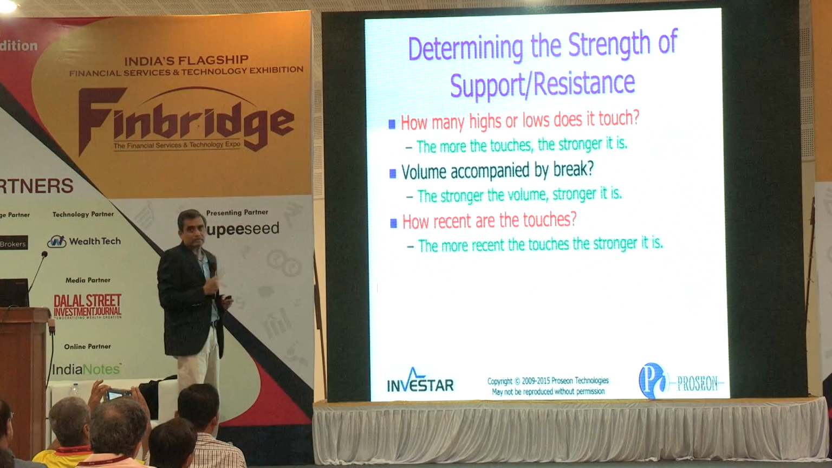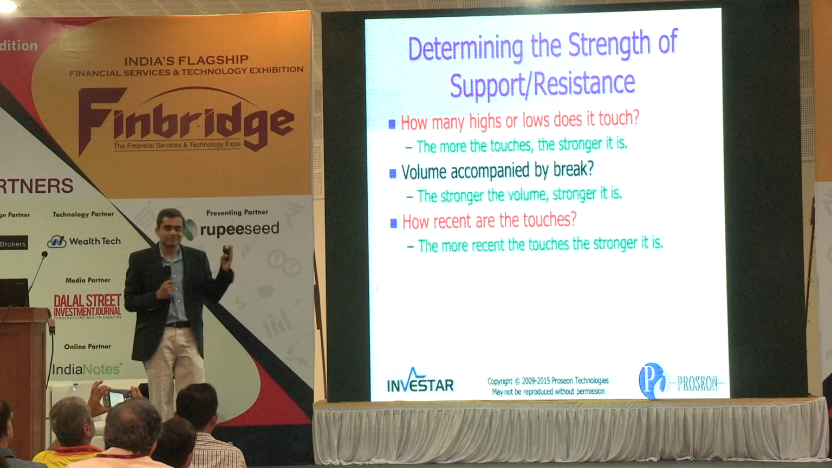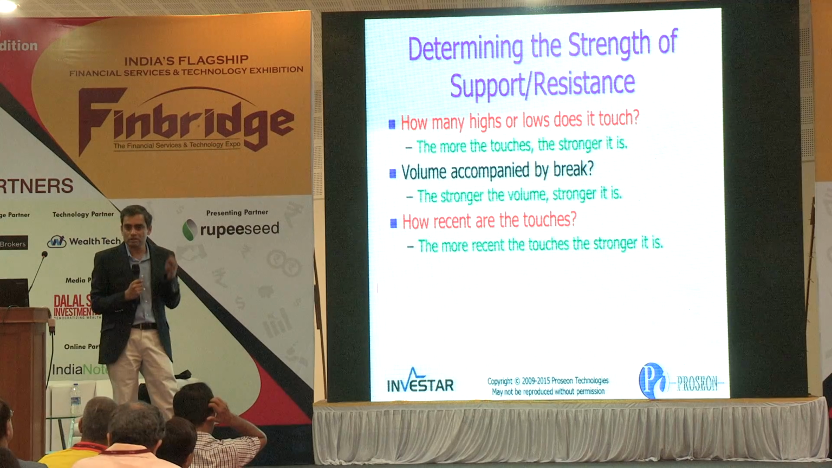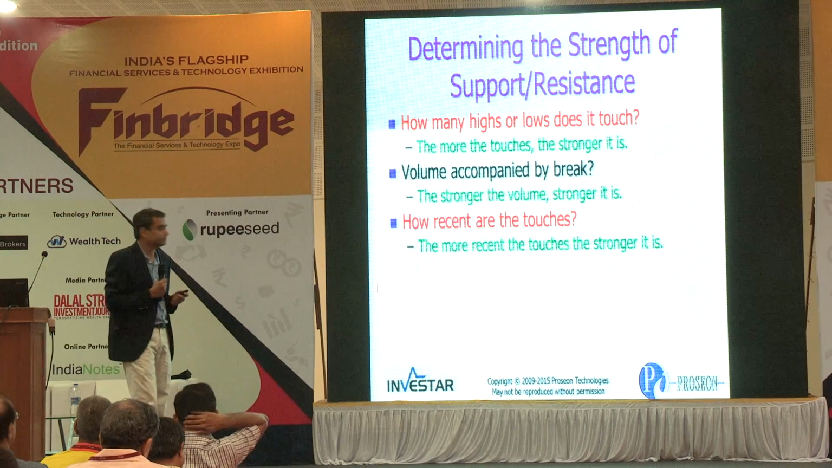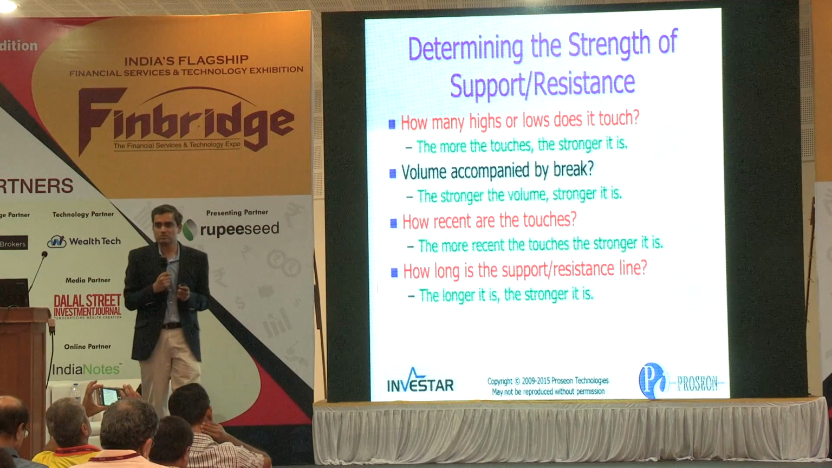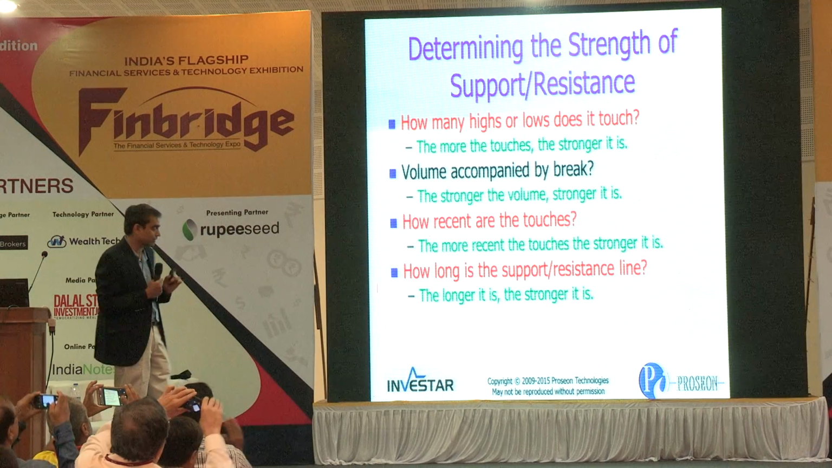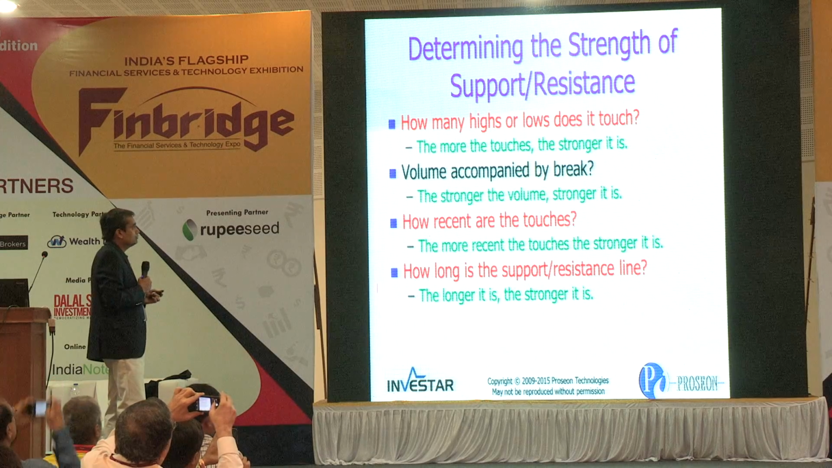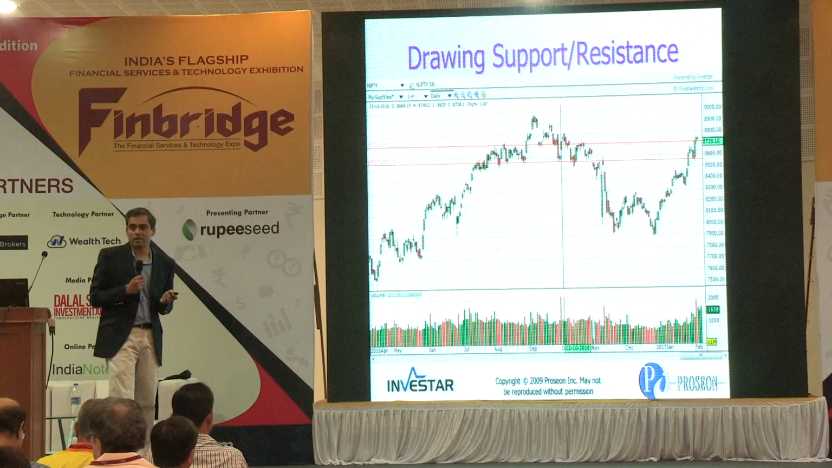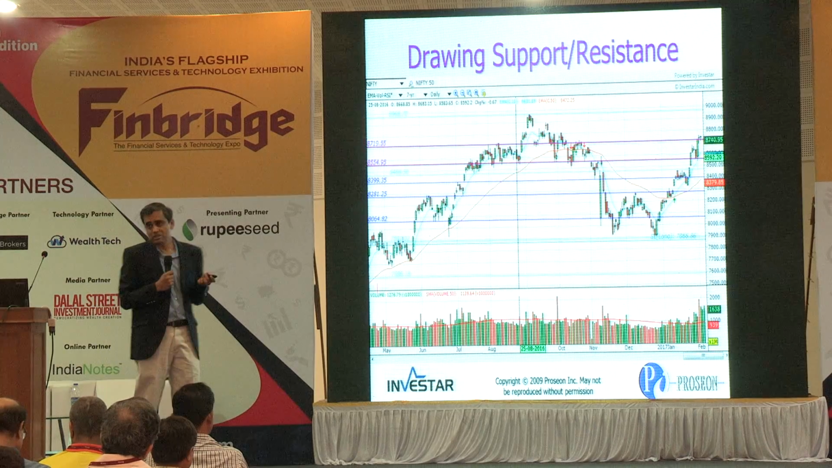The third factor is the recency of the touches. People have a shorter memory, so the recent touches on the support resistance lines are going to be more important. And finally, the length of the line. The longer the support resistance line, the stronger it is going to be. Okay, so these are the factors. Now, what we have actually done in Investor is we've used AI to plot all the levels automatically.